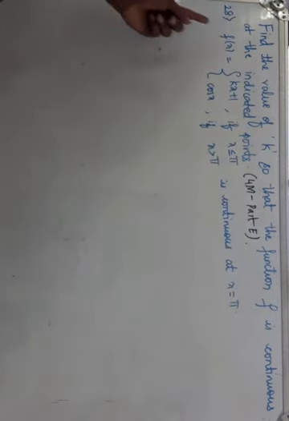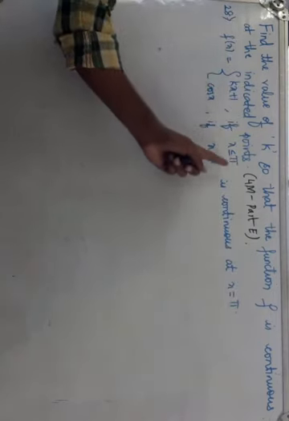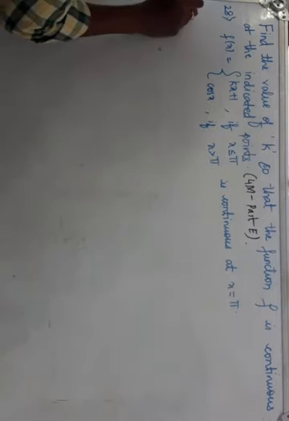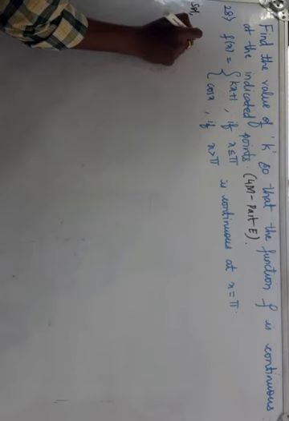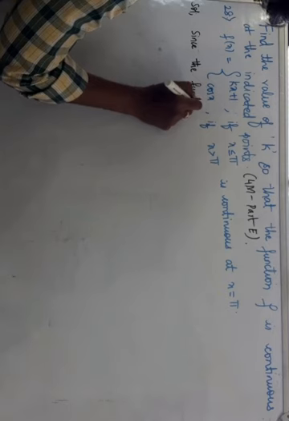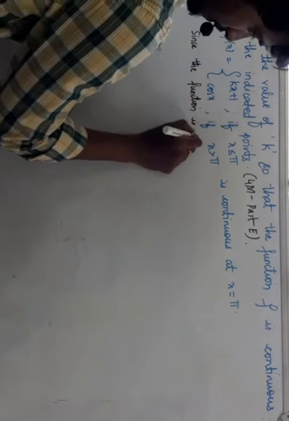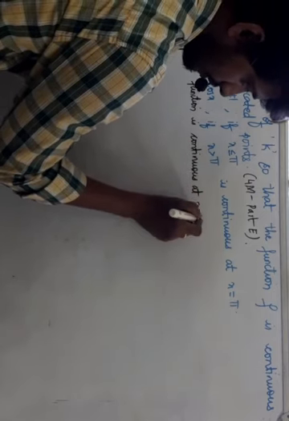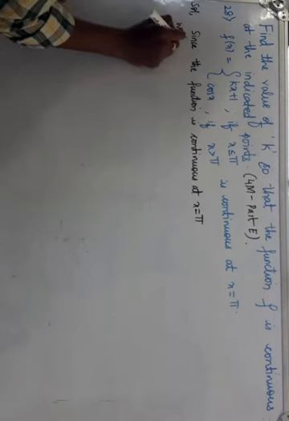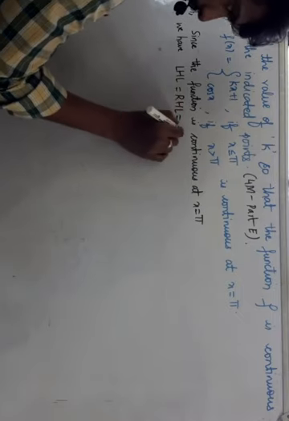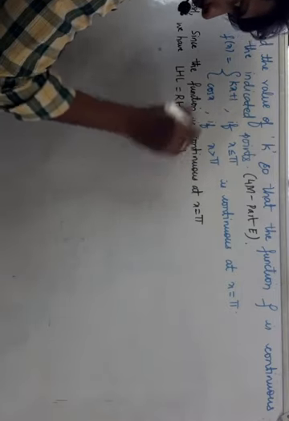So next example, f of x is equal to kx plus 1 if x is less than or equal to pi, and f of x is cos x if x is greater than pi, is continuous at x is equal to pi. So in the same fashion we solve this. Since the function is continuous at x is equal to pi, we have LHL is equal to RHL is equal to value of the function at the given point f of pi.